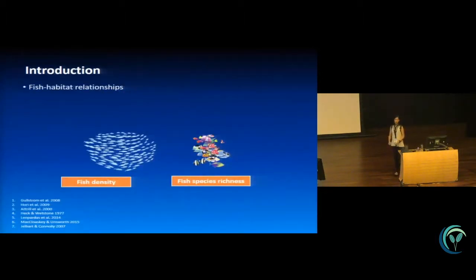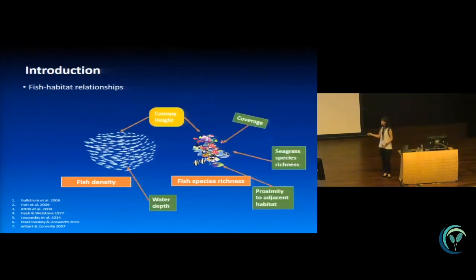For me, I was particularly interested to know about the fish density and species richness in this forereef seagrass. Some studies have been done by people here, and they found that canopy height is actually attributed to fish density and also influences fish species richness, as well as the coverage of the seagrass, or even the species richness of the seagrass, or proximity to the adjacent habitat, or the water depth.